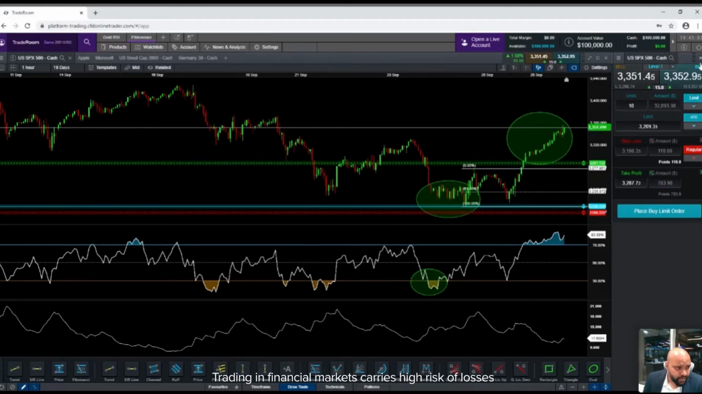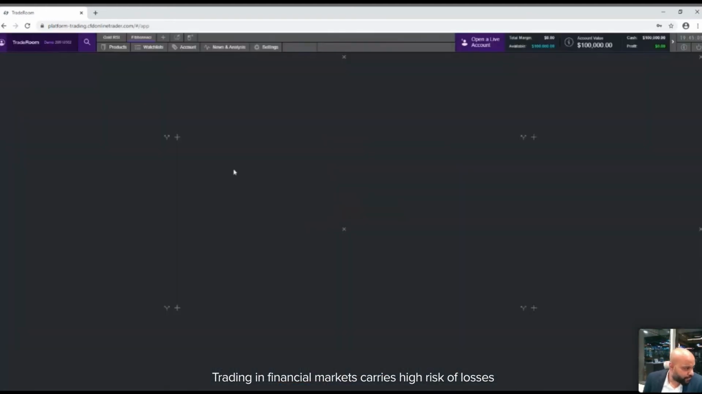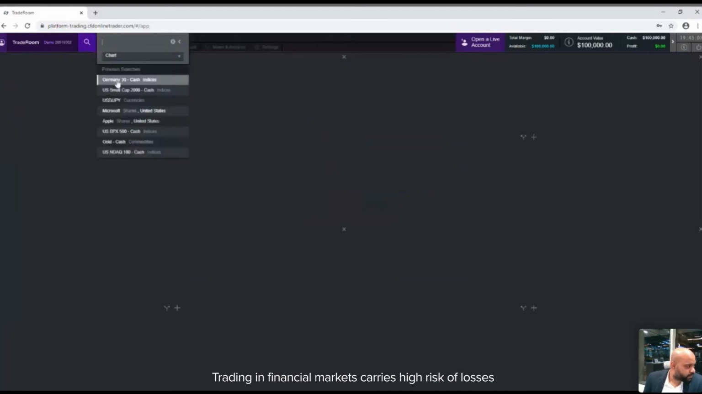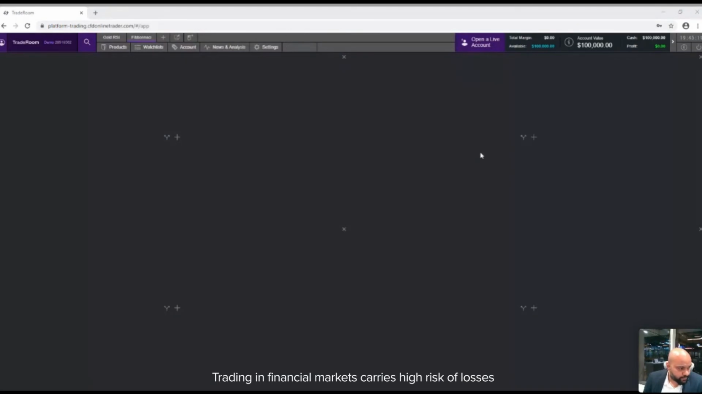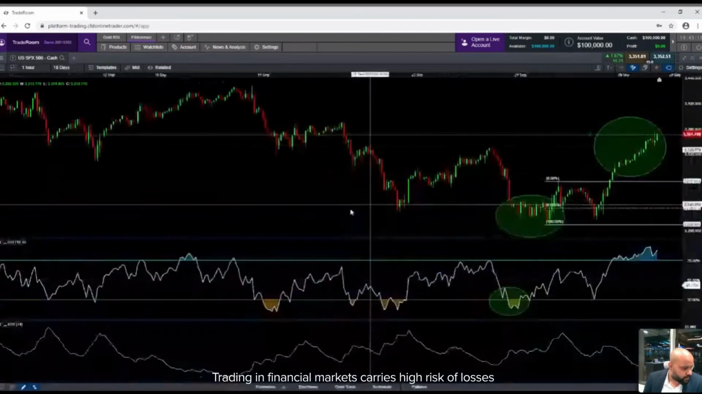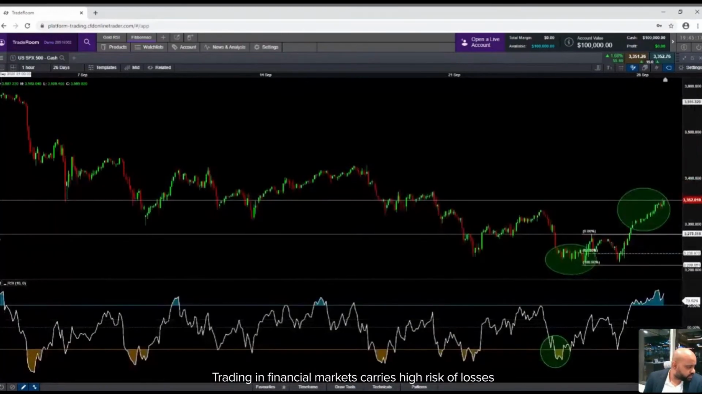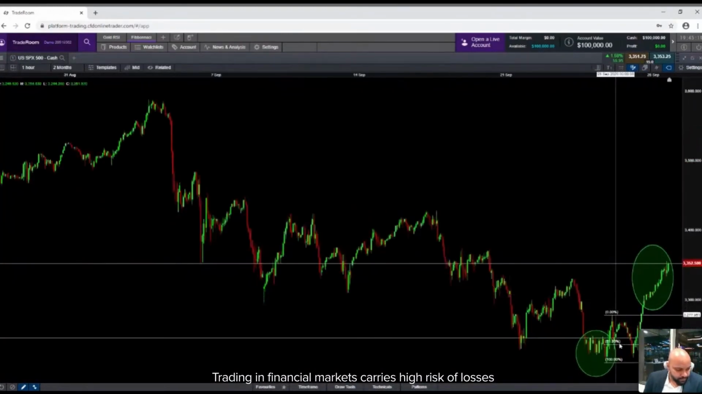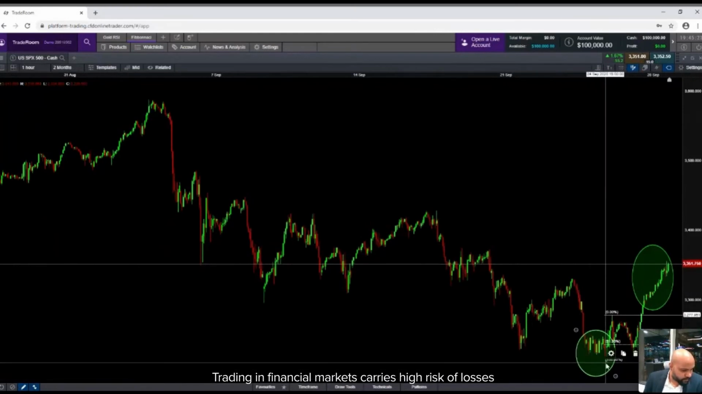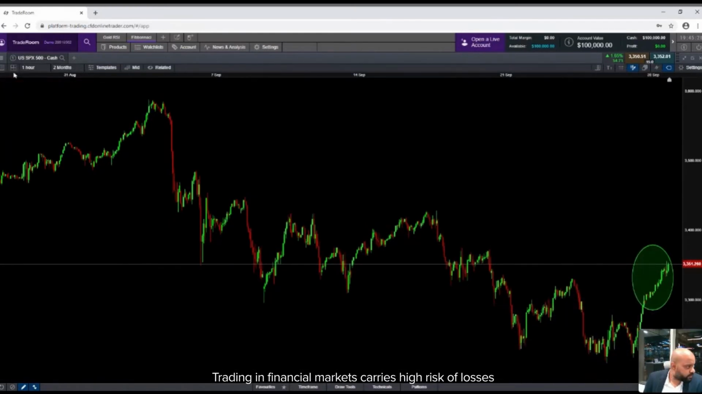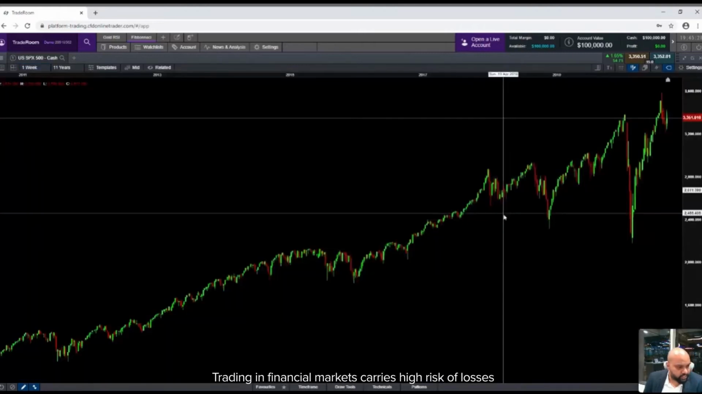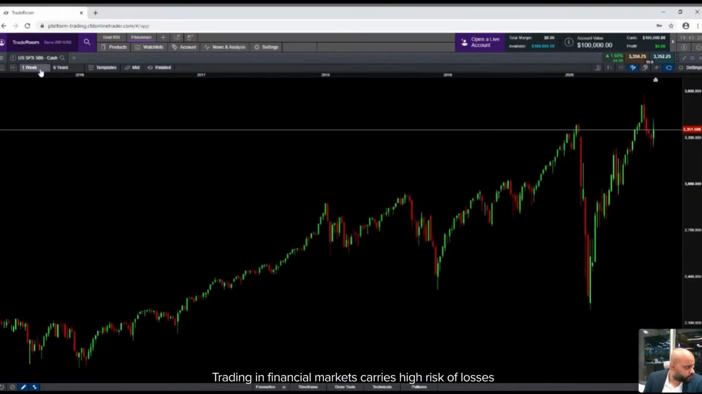Now let's look at Fibonacci. Let me show you all Fibonacci on SPX. I'm just going to close RSI and the ATR. Let's look at a weekly chart on Fibonacci, or even a daily chart would do.